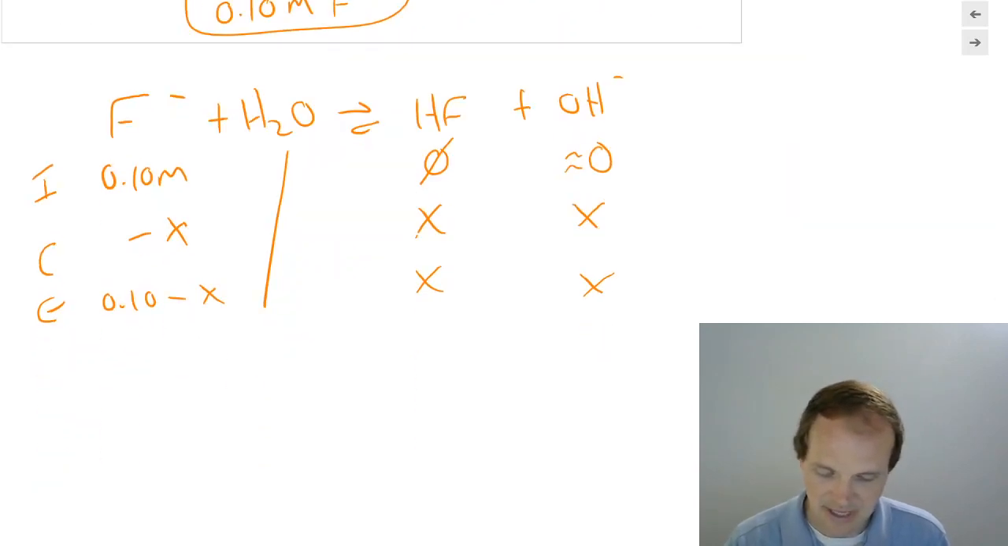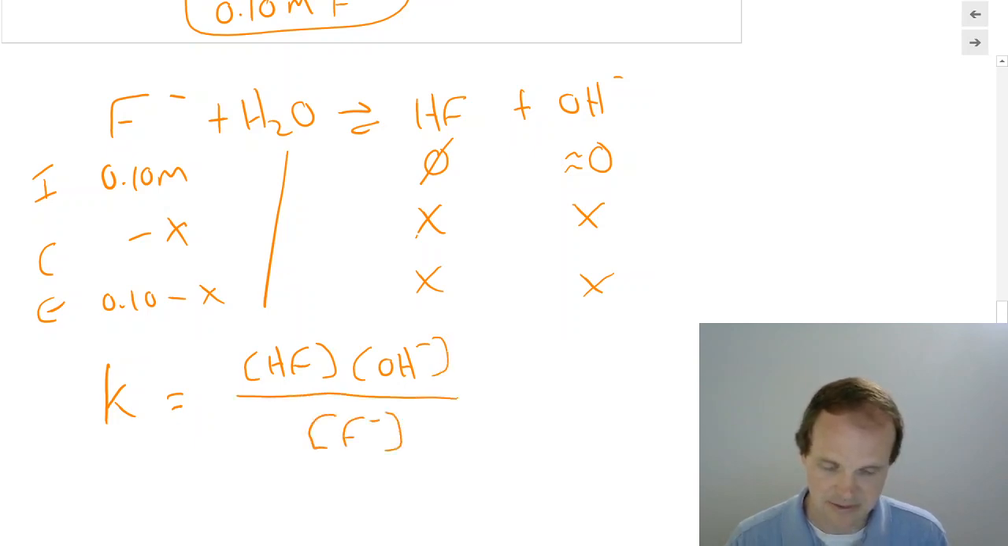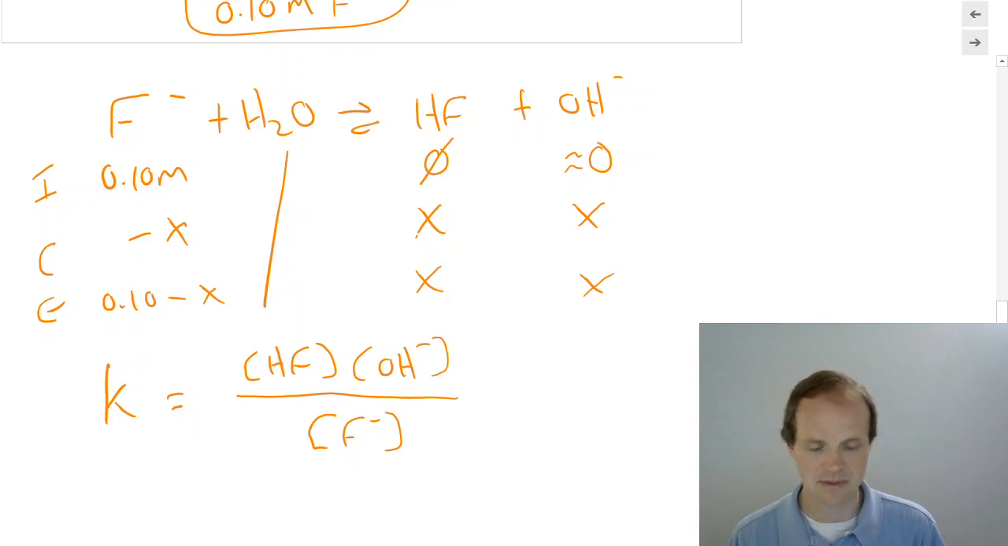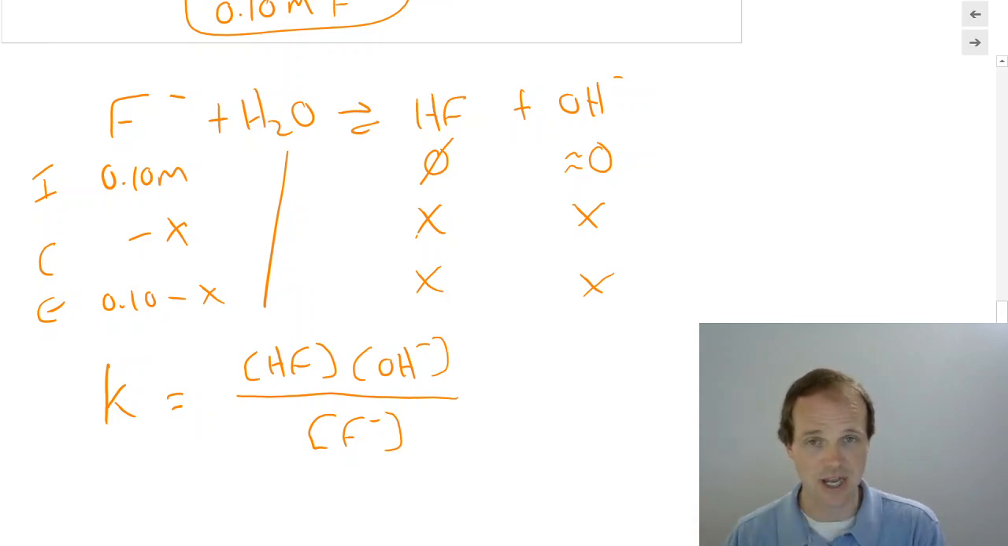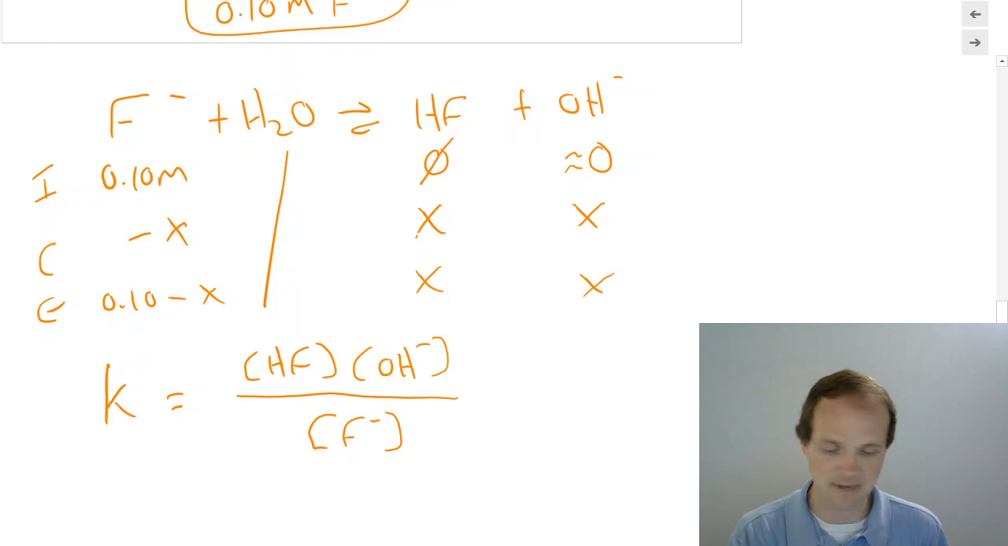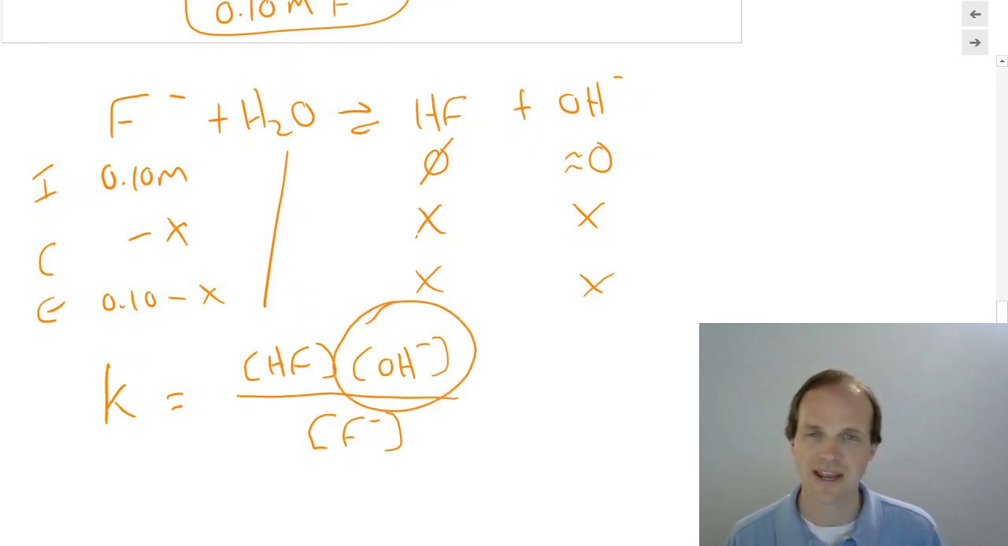And then we have K. K is going to be HF times OH- over F-. Now you look at that and you think, well, that doesn't look like a Ka. I'm not going to put a subscript A here because that really doesn't look like Ka, because Ka is HA breaks apart into H+ and A-. I don't have that. What did we have that breaks apart into OH-, right?